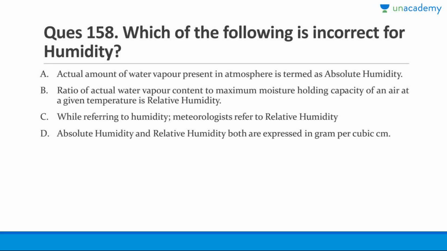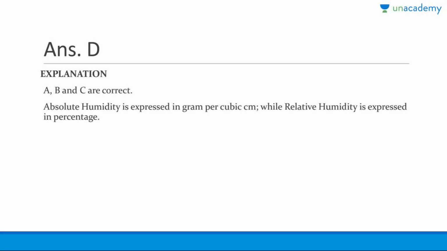Question 158. Which of the following is incorrect for humidity? So basically absolute humidity and relative humidity both are expressed in gram per cubic centimeter. This is wrong. Absolute humidity is expressed in gram per cubic centimeter. Relative humidity does not have a unit. It can be expressed in percentage. But these all three statements are correct. So answer is D. Okay.